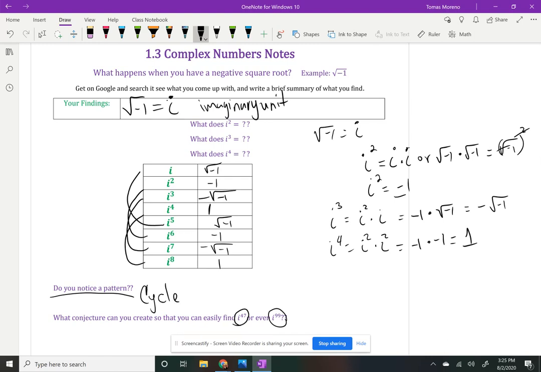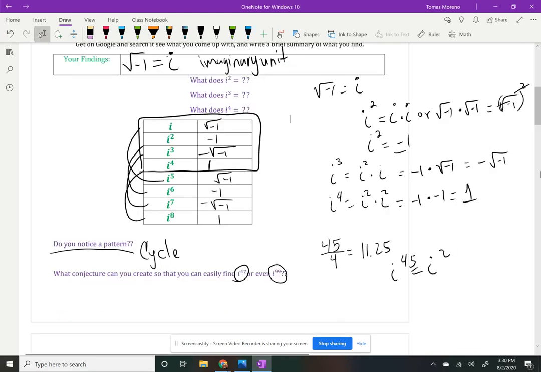So how would you guys get i to the 47 or i to the 99? What would you do? So how do we figure out i to the 47, right? So what we're going to do is we know the cycle repeats every 4. So that means we're going to have 47 divided by 4. So this, in this case, should be 11.75.